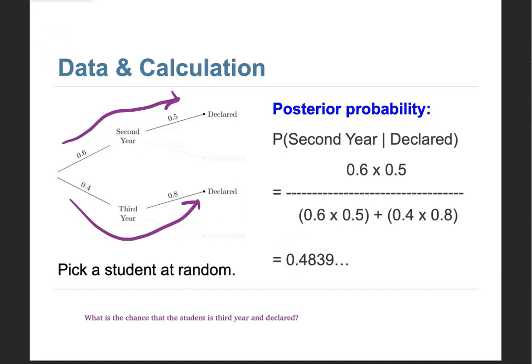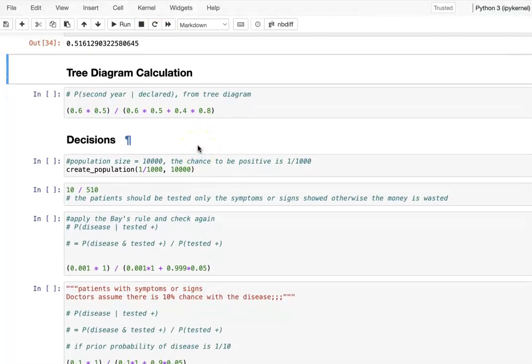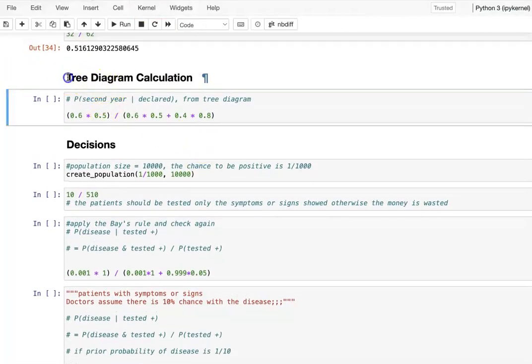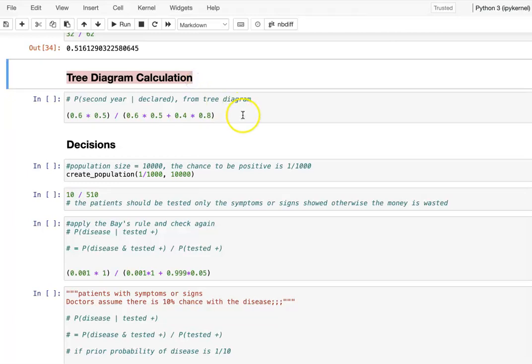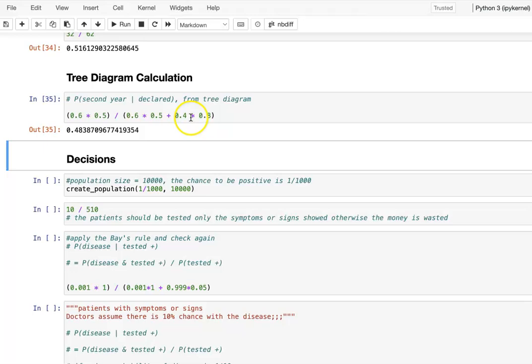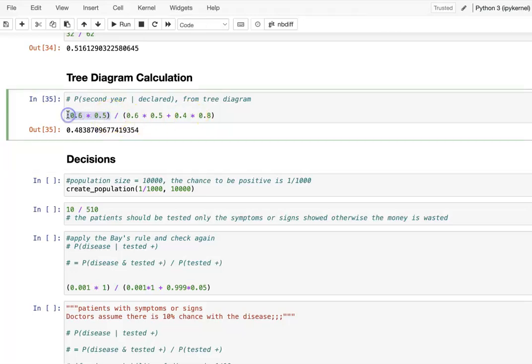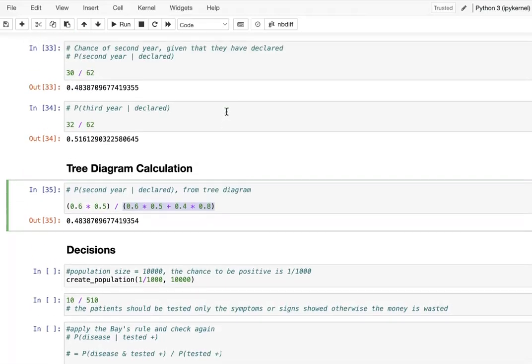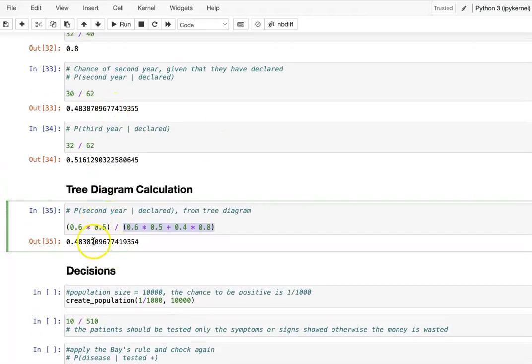Or we can go back to our demo file. Here we have our tree diagram calculation. This one will only focus on the second year student. So that will be 60% times 50% and divide by the whole student declared the major. Then you can compare, the answer is the same.